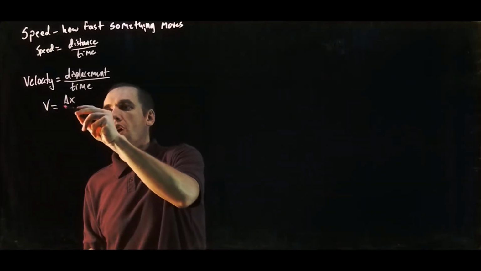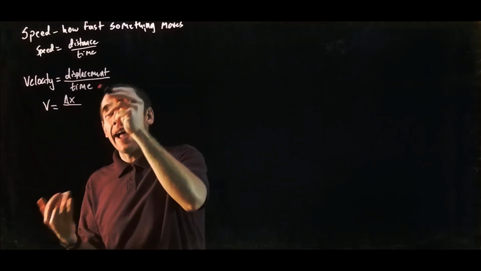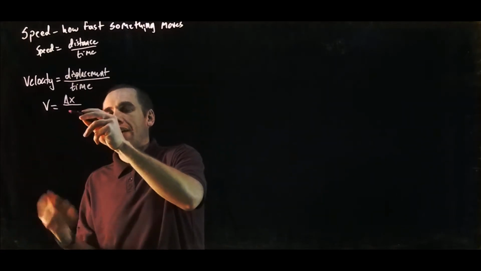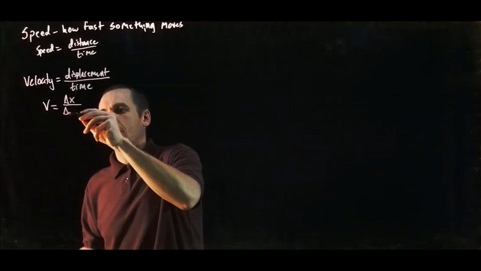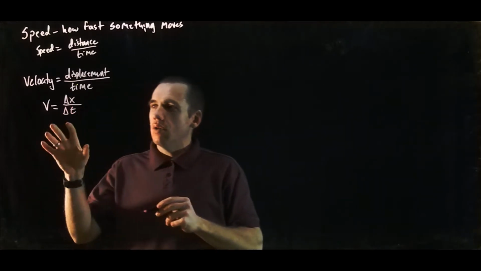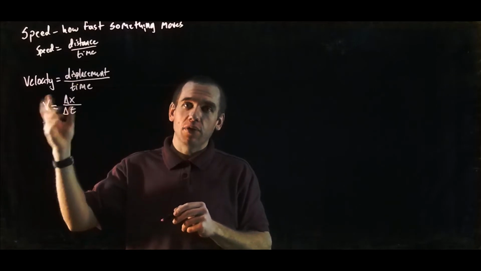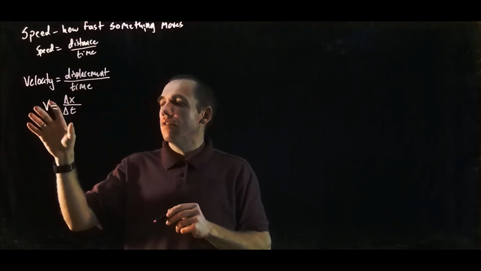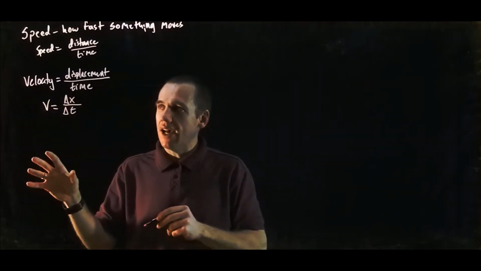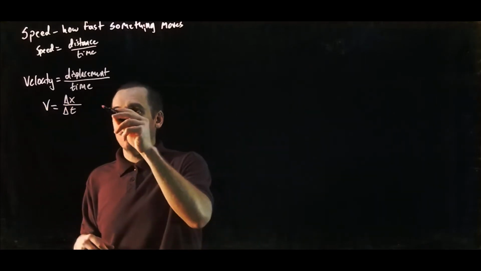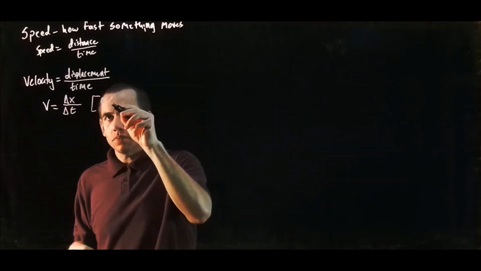Remember, displacement is change in position. That's delta x over time, or actually change in time, the length of the time of the interval. So I'm going to go ahead and write delta t as well. Sometimes you'll see me write t, sometimes delta t, but it is the length of time for that interval. It is a duration of time.